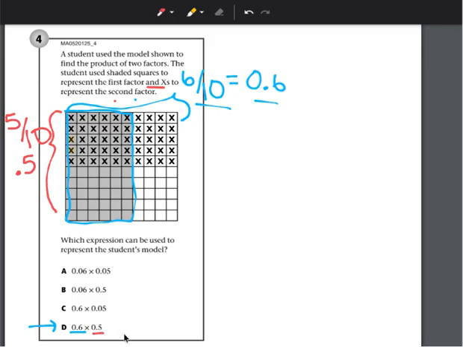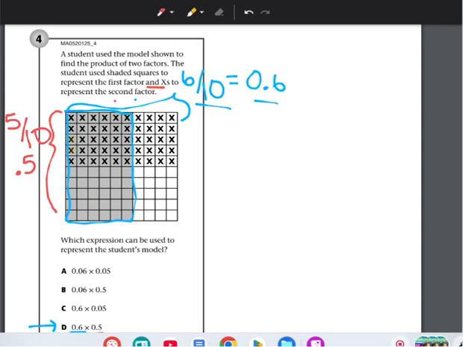The place value is very important, boys and girls. Remember, the entire column or the entire row, when we are looking at a base 10 representation of decimals, is going to represent the tenths place, which is what I see in answer choice D.